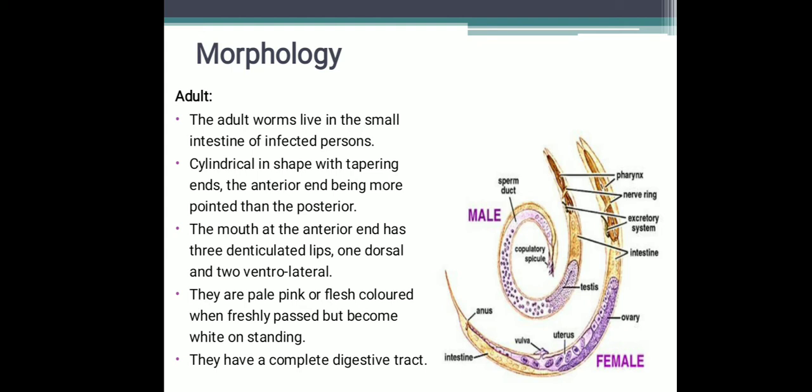Then you will see a distinct groove, the vulvar vase, which facilitates mating and is seen at the vulvar opening. A single worm can lay thousands and thousands of eggs per day. After they lay eggs, the eggs are passed in the feces. So that's for the adult worm, both male and female.